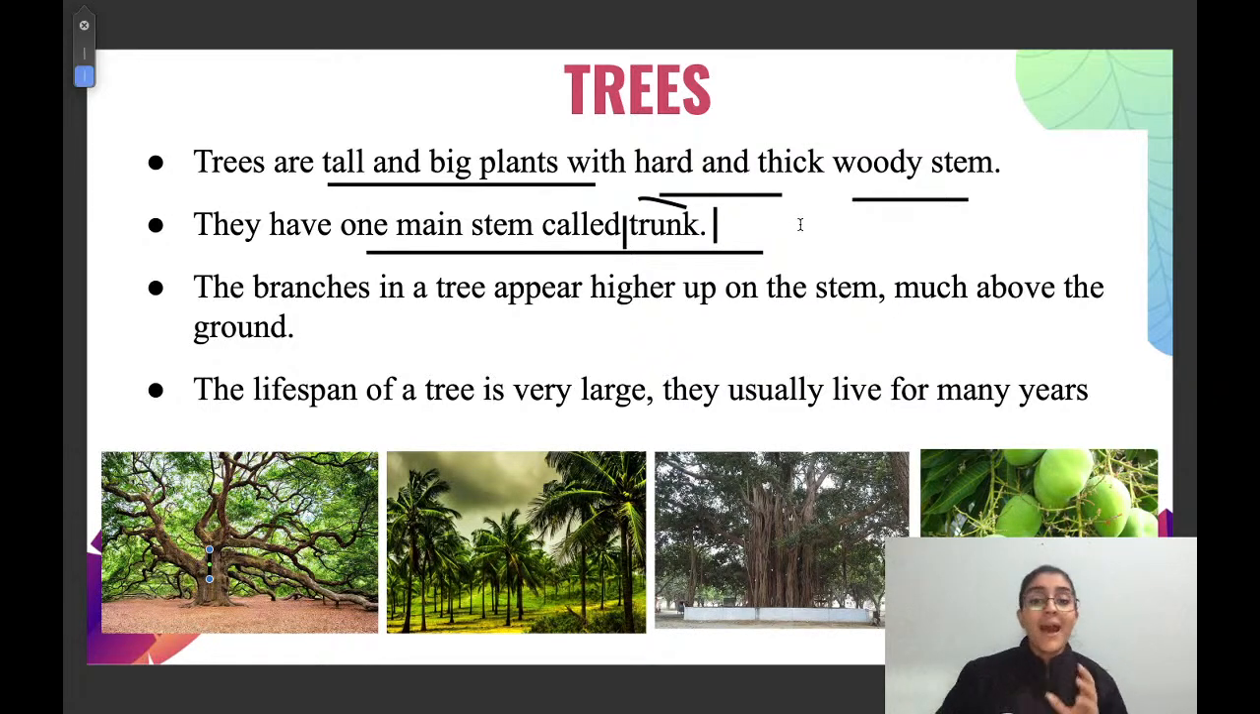As big as their height, they live for very, very long years. Or I would say they live for many, many years. So the lifespan and the height of the tree is the maximum and they live for most of the years.